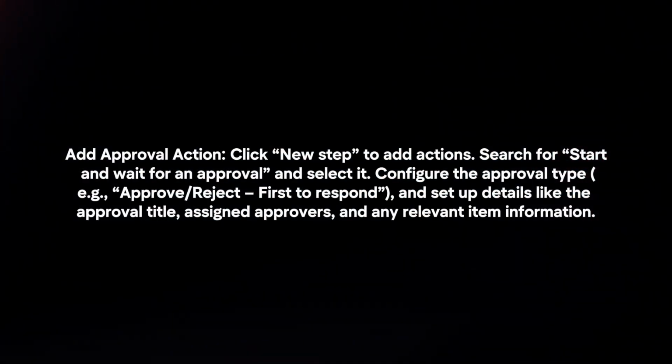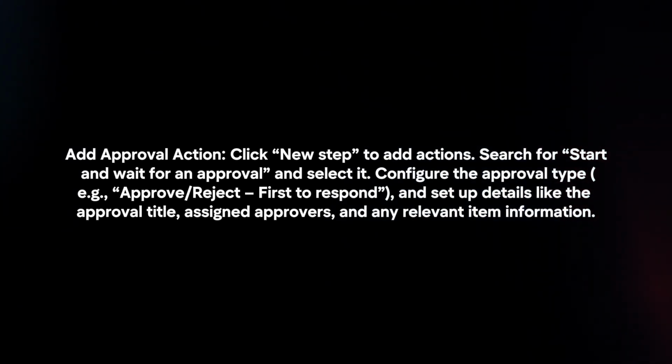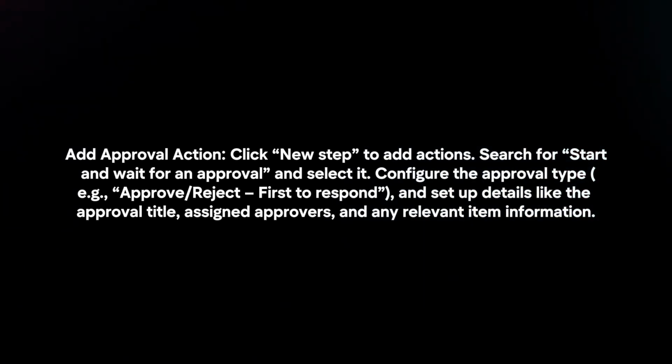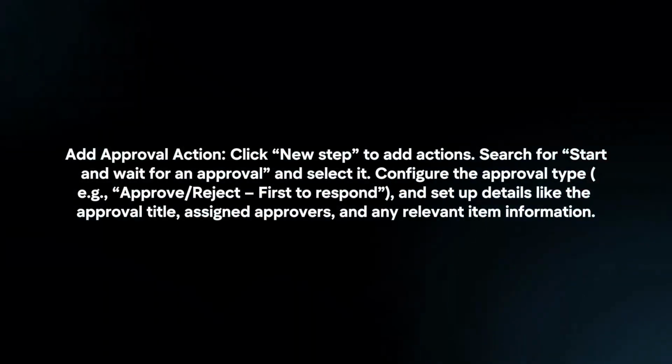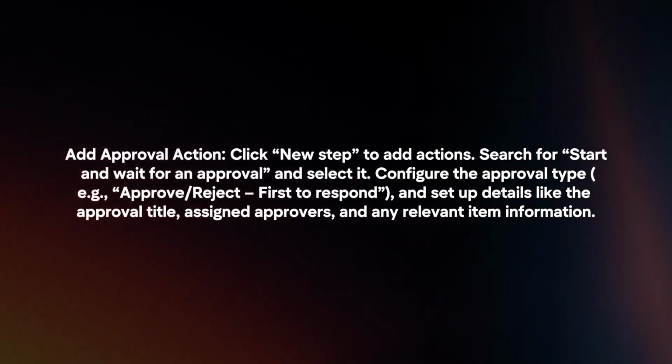Add approval action. Click New Step to add actions. Search for Start and wait for an approval and select it. Configure the approval type and set up details like the approval title, assign approvers, and any relevant item information.